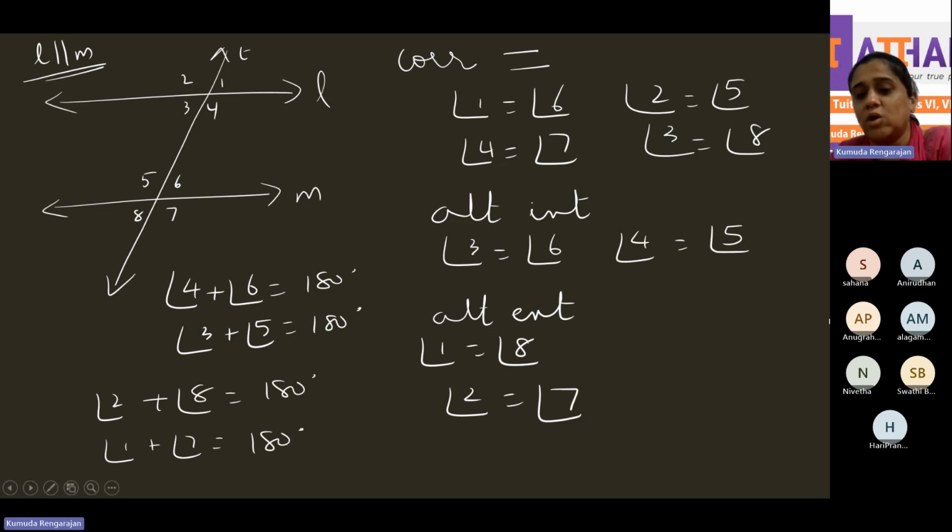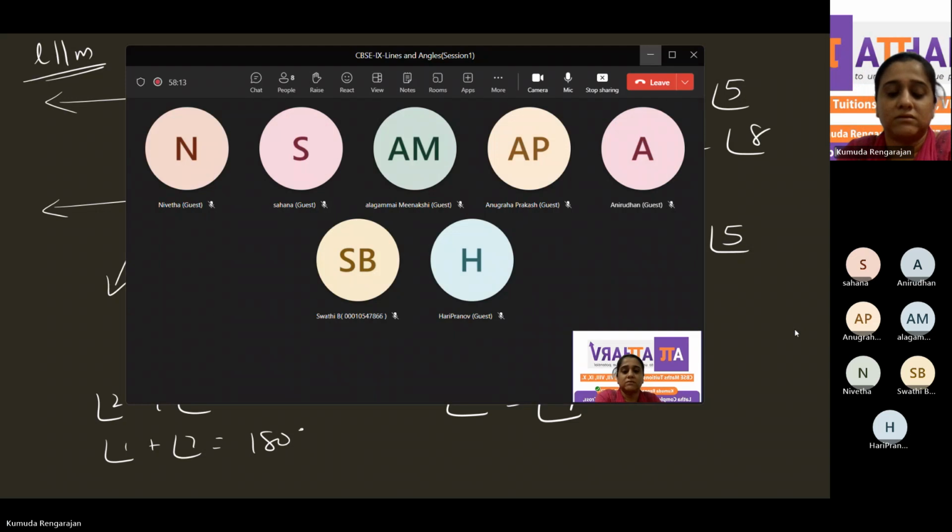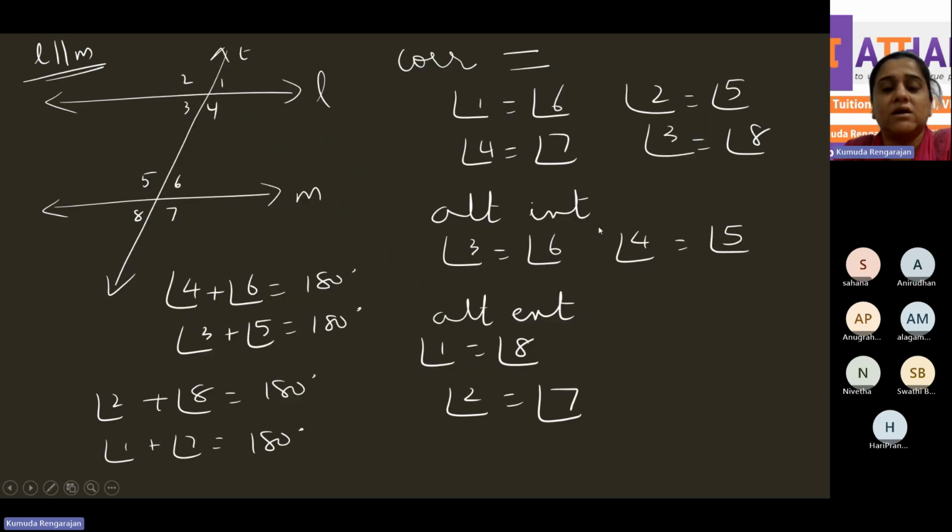I'm not able to hear anything from the online students. Students, somebody online tell me, pick out the pairs of vertically opposite angles. Angle 2 and angle 4, ma'am. Angle 2 and 4, then angle 1 and 3. Angle 5 and angle 7. Angle 6 and angle 8, ma'am.